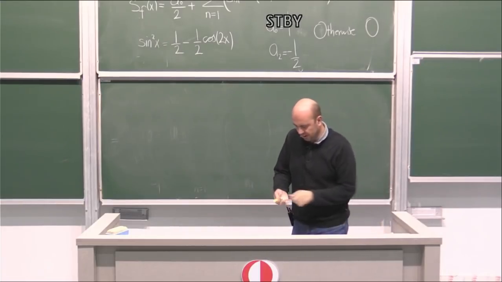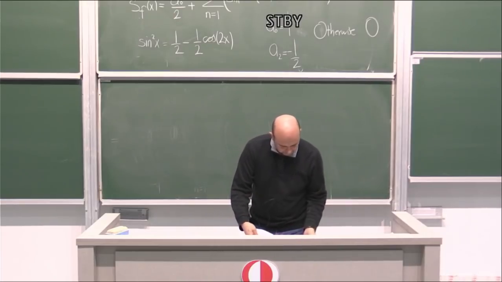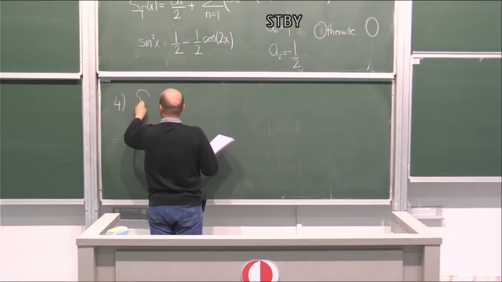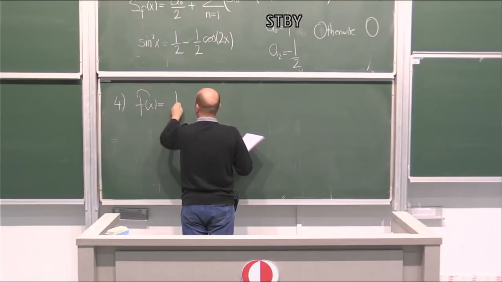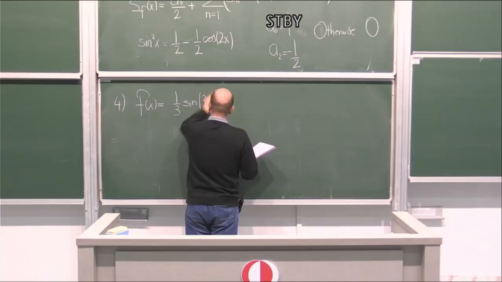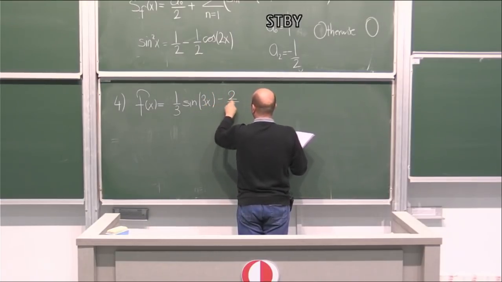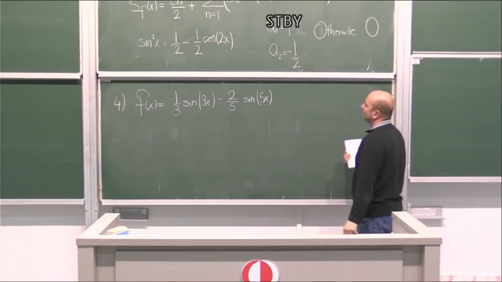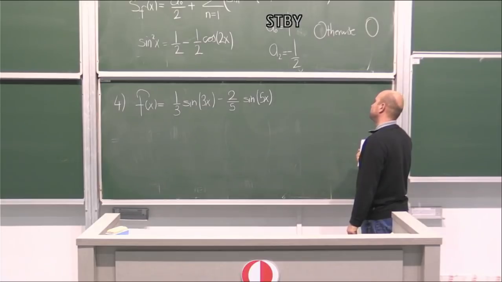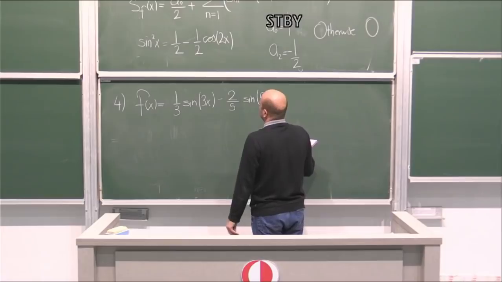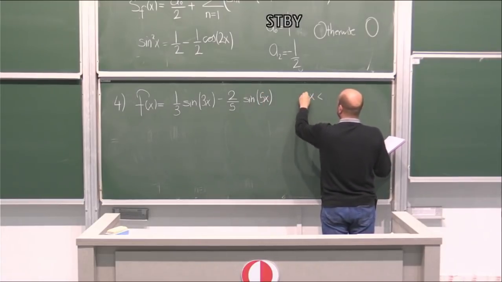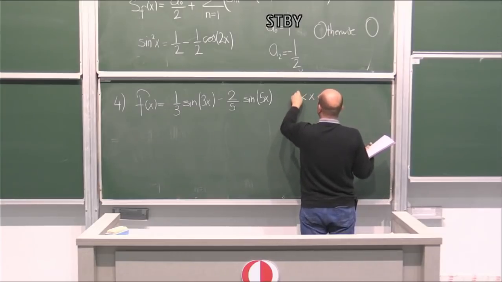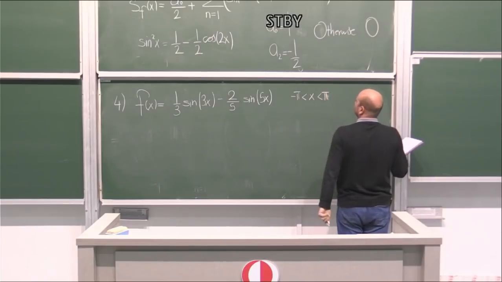Okay, so one final thing. Number 4, something similar to the above. f of x is equal to 1 over 3 sine 3x minus 2 over 5 sine 5x, and it's true when x is between minus pi and pi.